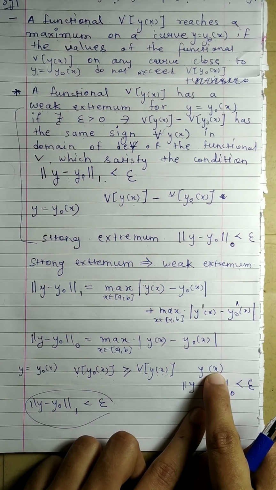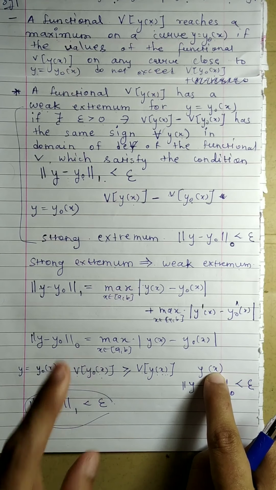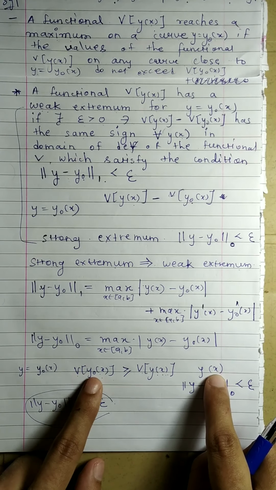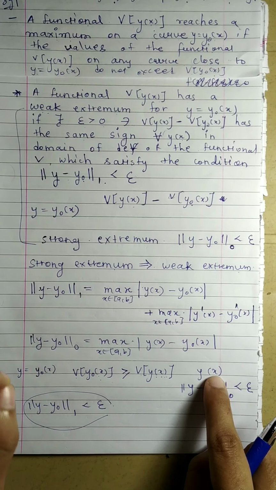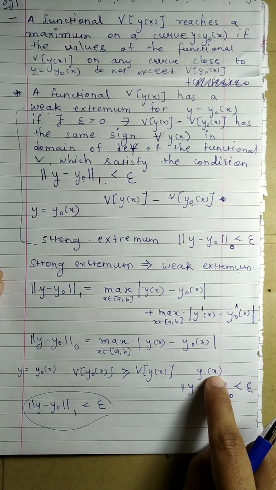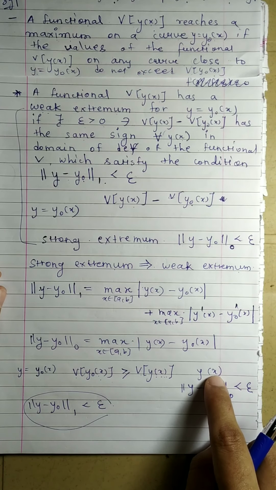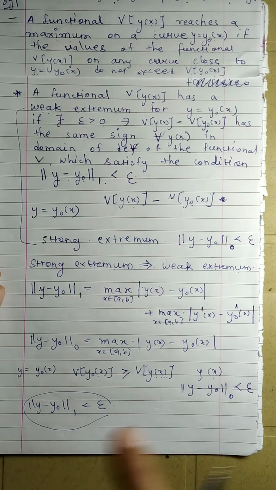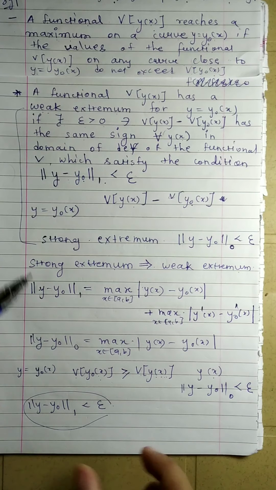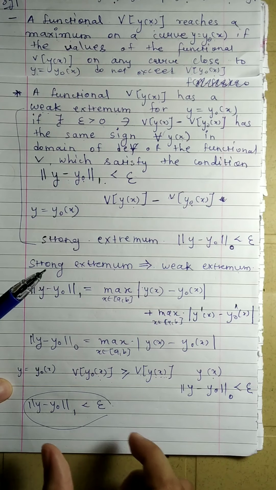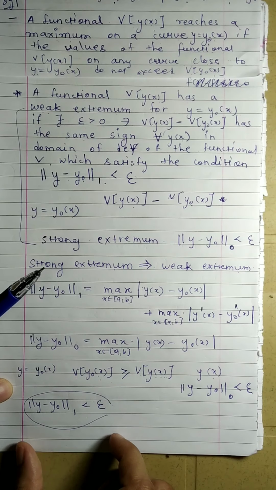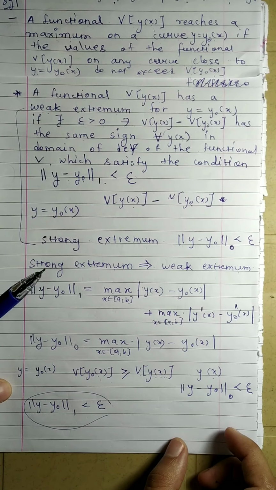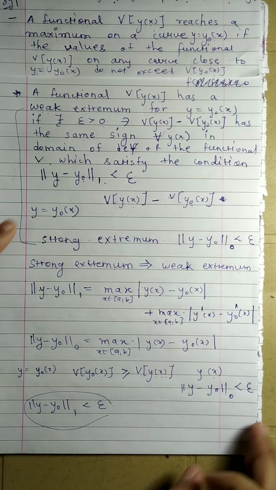Okay, and therefore it is true that if you have a strong extremum at y naught, then it will also be a weak extremum. But if I talk in reverse, that means if I have a weak extremum, will it imply that it is a strong extremum? No, it will not always be true that if you have a weak extremum, then it will be a strong extremum.